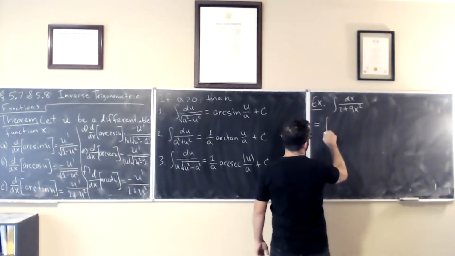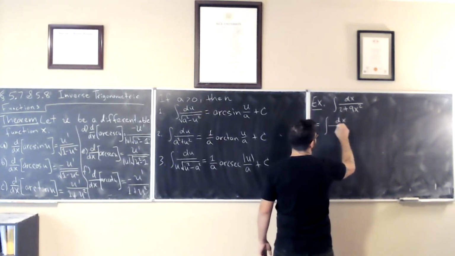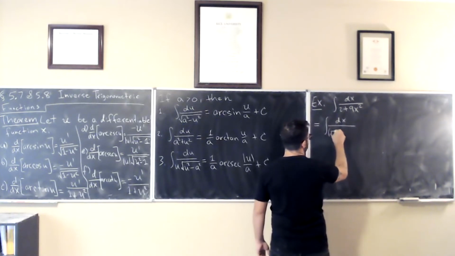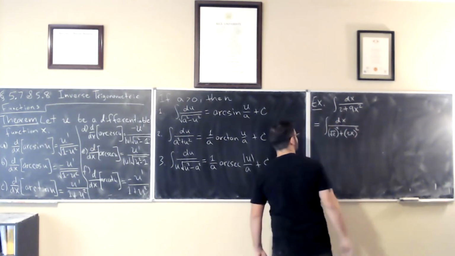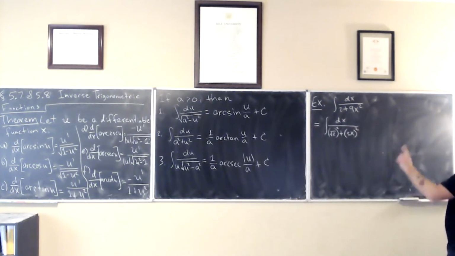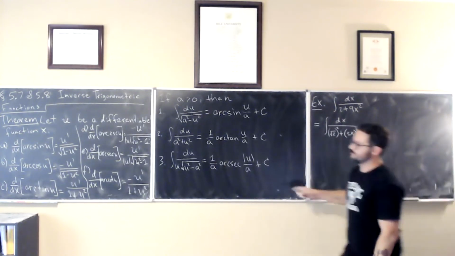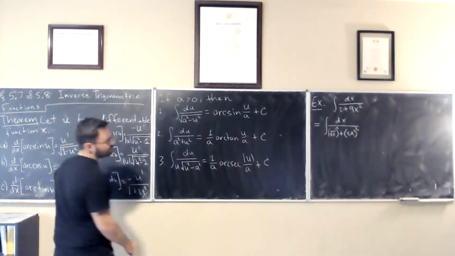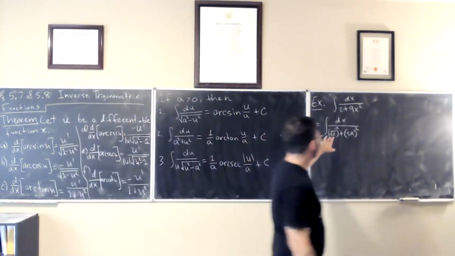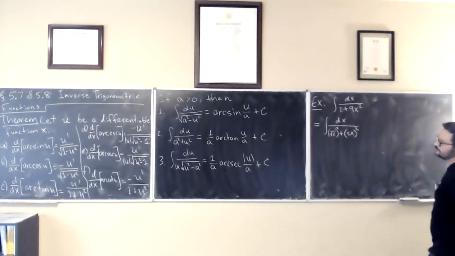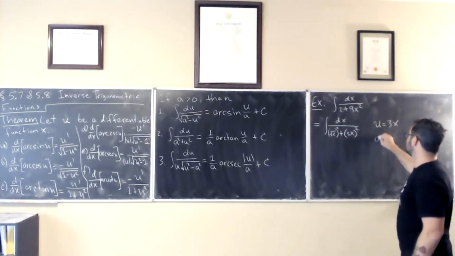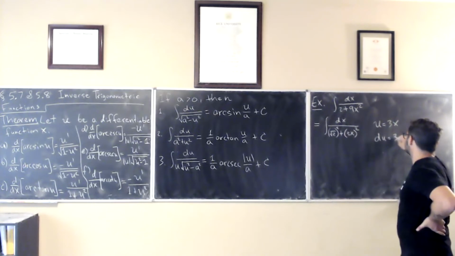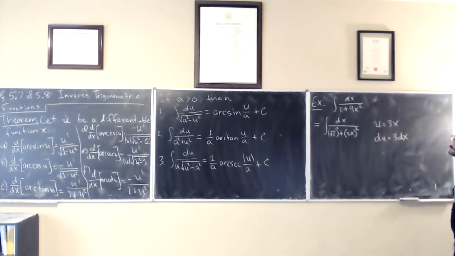You can write this as that plus 3x all squared. So now it looks much more similar to this guy, as a number squared plus a function of x squared. So now u is going to be equal to 3x. So then du is equal to 3 dx.